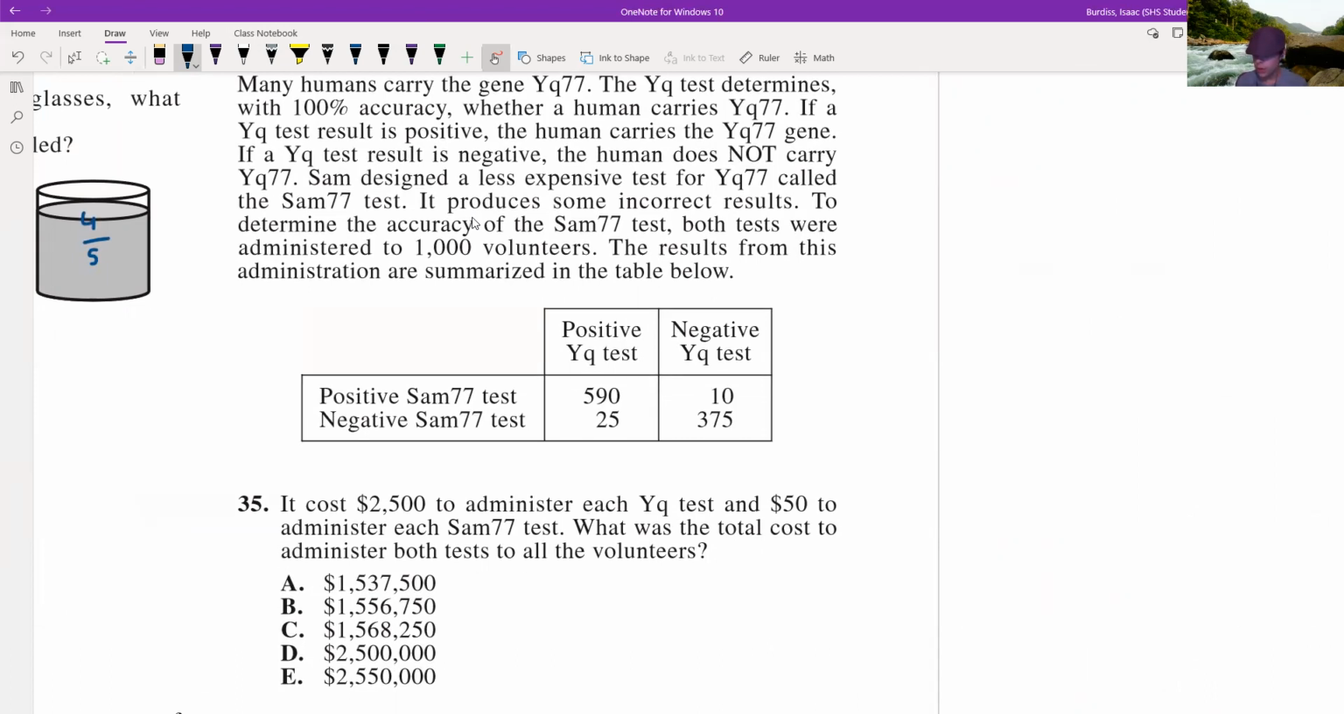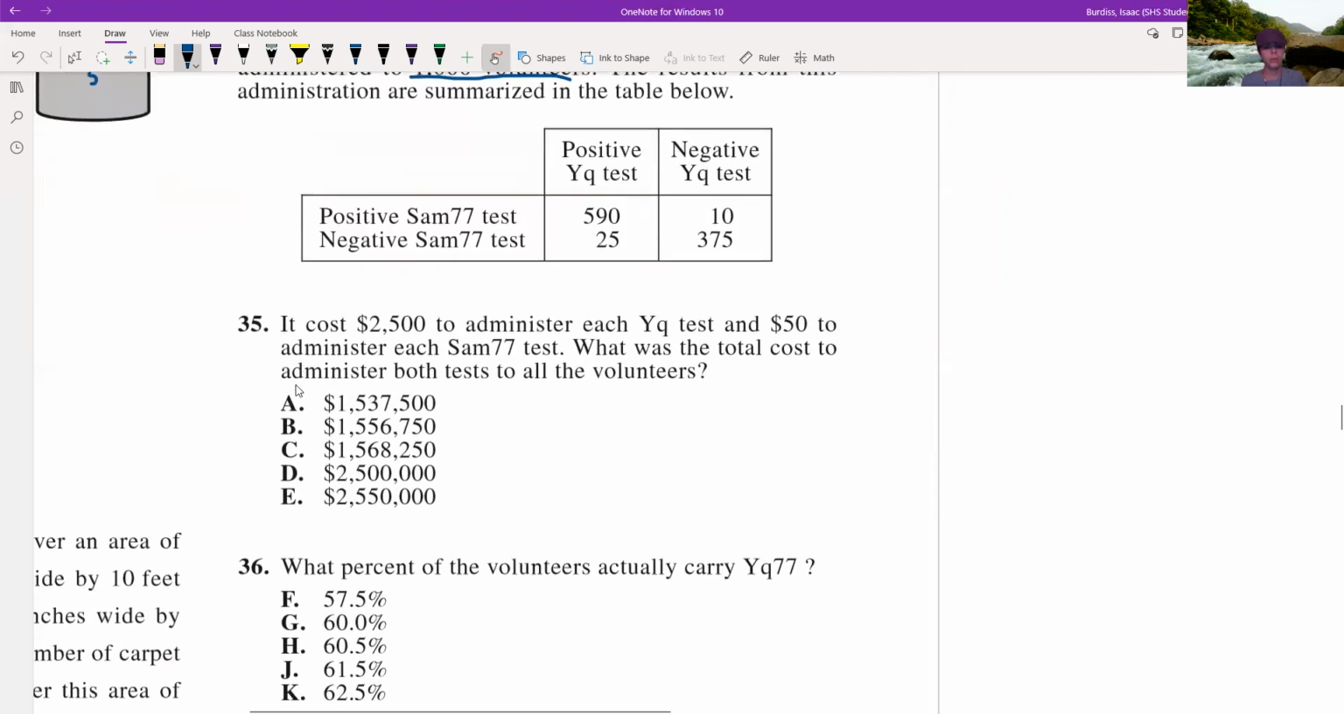Okay, this one is saying most humans carry the YQ77 gene. The YQ test has 100% accuracy. Sam is trying to make a less expensive test, and he calls it the Sam77 test. So there are two different types of tests. One is 100% accurate, one is not. And there are 1,000 volunteers, and the test results are shown.